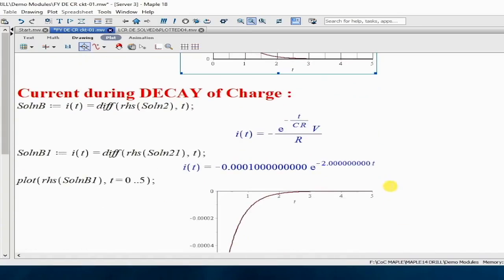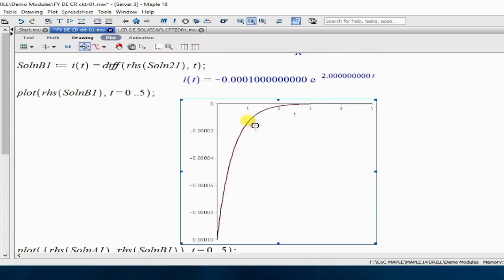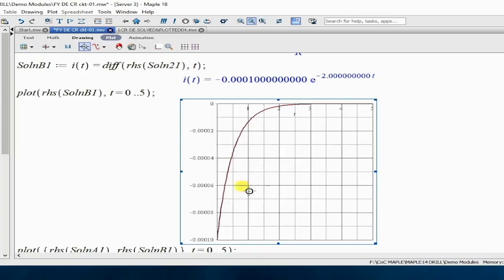During the decay process, we have solution 2, and you can differentiate the right hand side of solution 2 with respect to time to get the decay current. For the first set of constants, you can consider solution 2(1), which is in numerical form, and this can be considered for plotting. Here we have used the command plot right hand side of solution B1 for the time range 0 to 5 seconds, and here you can see that the current is shown in the negative direction, which is because it is opposite to the charging current.